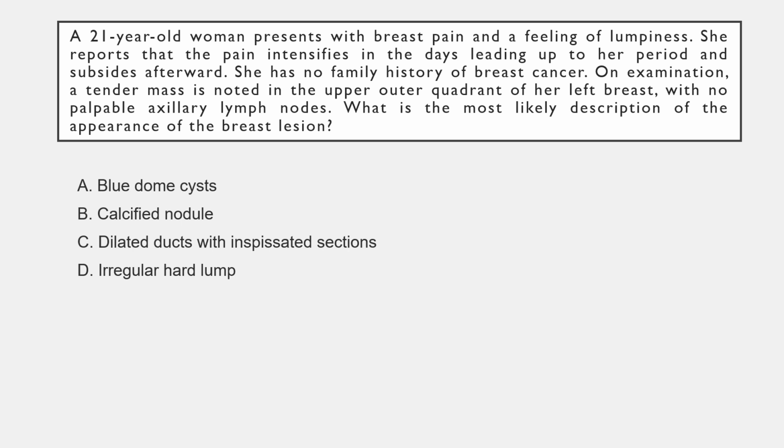Let's have a look at the third question. A 21-year-old woman presents with breast pain and a feeling of lumpiness. She reports that the pain intensifies in the days leading up to her period and subsides afterward. She has no family history of breast cancer. On examination, a tender mass is noted in the upper outer quadrant of her left breast, with no palpable axillary lymph nodes. What is the most likely description of the appearance of the breast lesion?